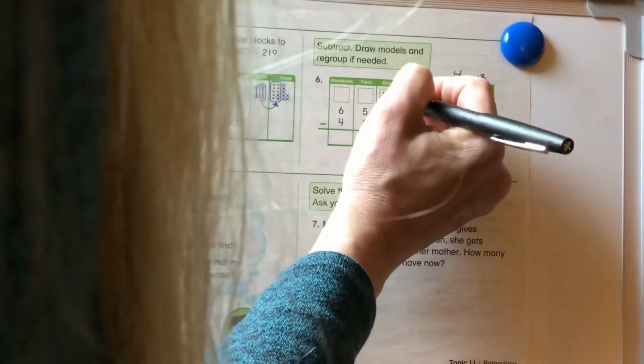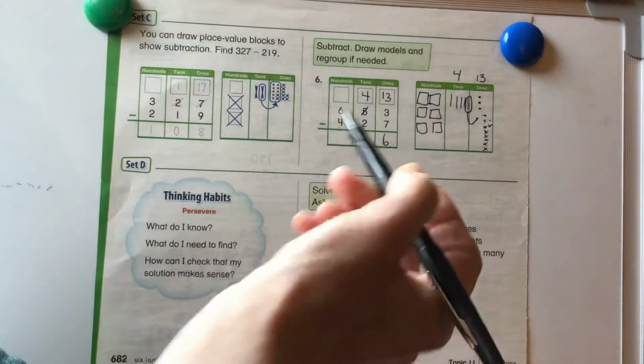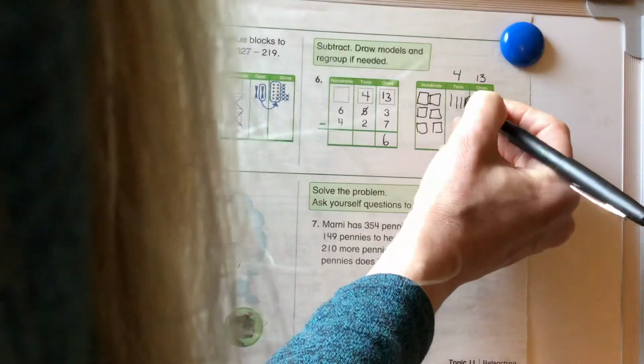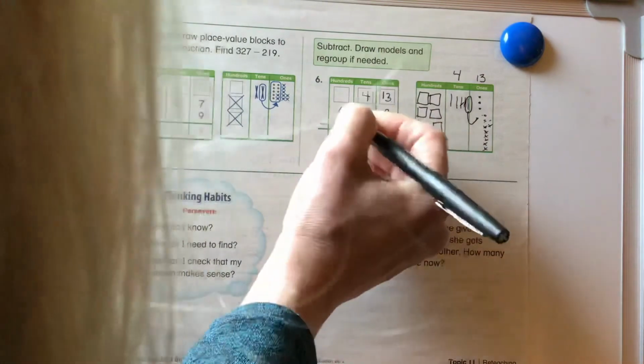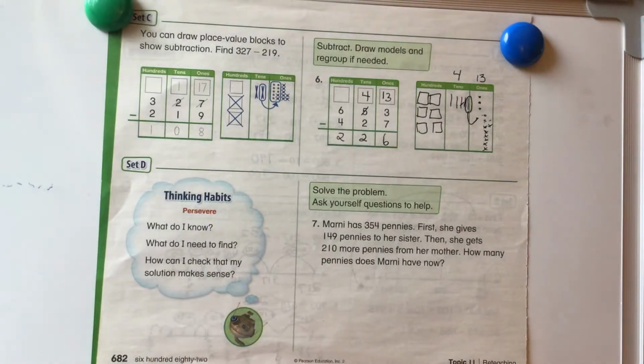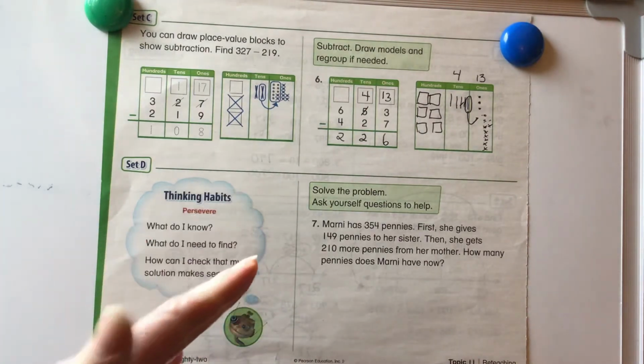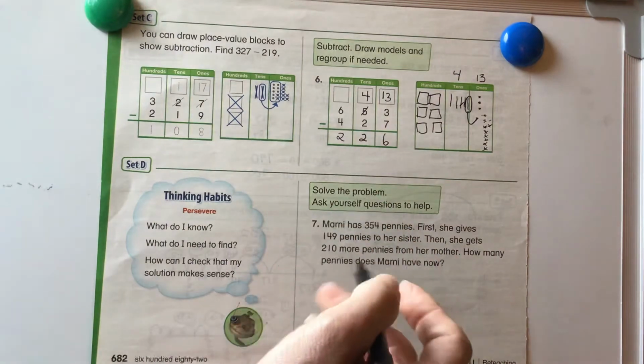So that became 13. And then this became a 4. Now 4 minus 2. So we can do that 1, 2. We have 2 left. And 6 minus 4 is 2. So 226. Okay, and then set D is about persevering. Trying to figure out what we need to solve first. So let's take a look at this.